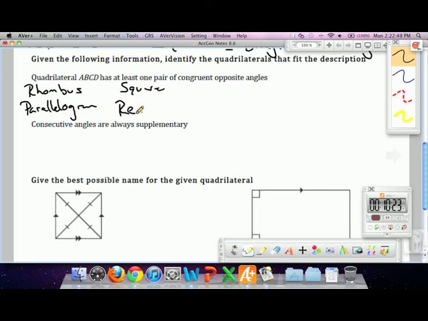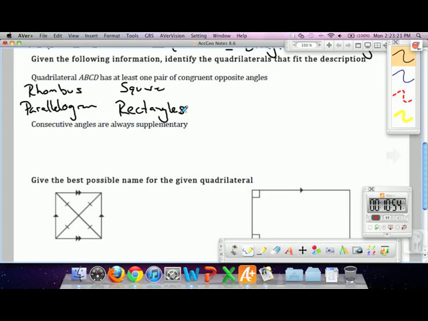What others? Rectangles. Is there anything else that has at least one pair of congruent opposite angles? So what are the other things? We've named 4 of them. What are the other 2 shapes? Kites and trapezoids, the only other 2 possibilities. Do trapezoids have congruent opposite angles? No, they don't. They have congruent base angles. Some of them do. Well, isosceles ones do, but trapezoids in general don't at all.